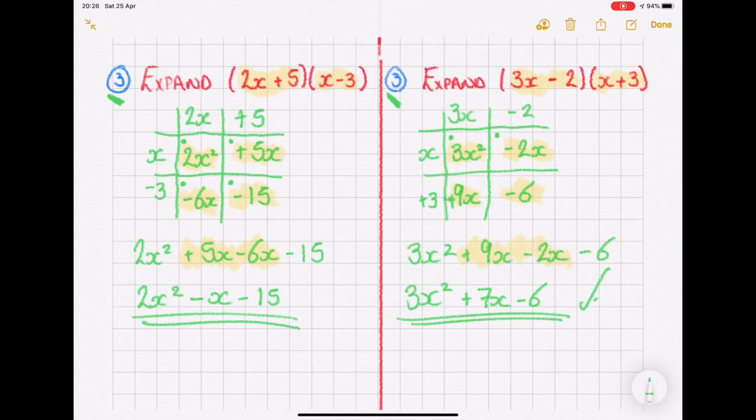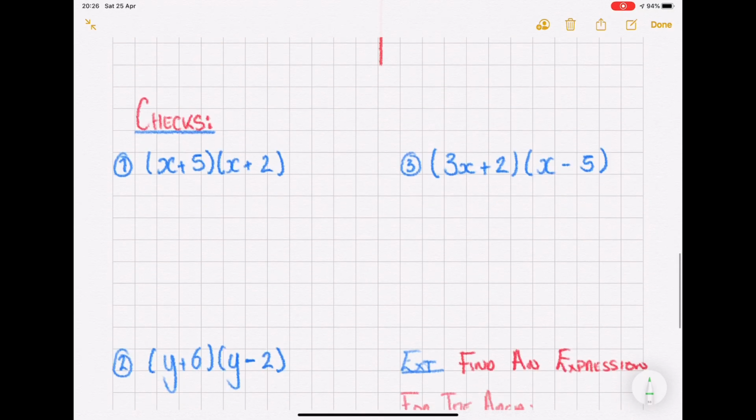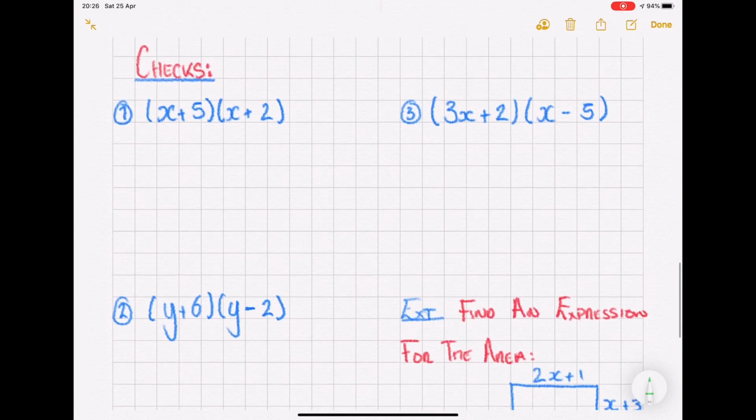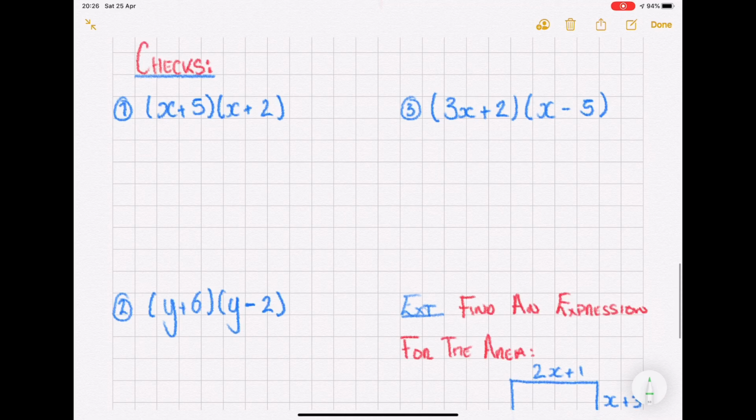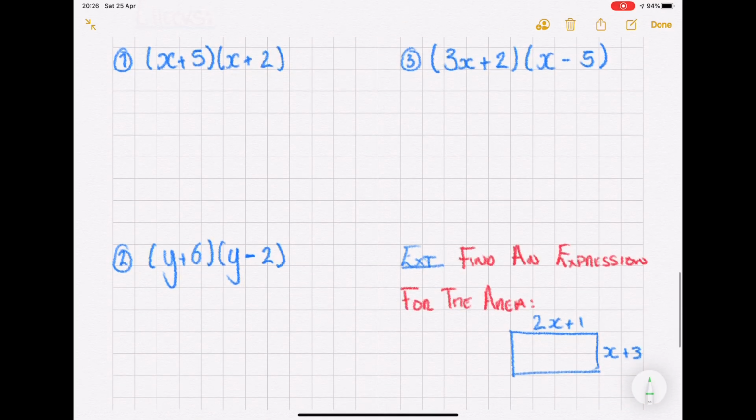If you got that, fantastic. Give yourself a few ticks there. Well done. Right, so what I've done now is there's 4 checks here for you to do. So, well, there's 3 checks and 1 extension if you're feeling brave. So I would pause the video here. I would have a go at these 3 and extension if you're feeling up for it. And then play the video and I'll go through the answers.